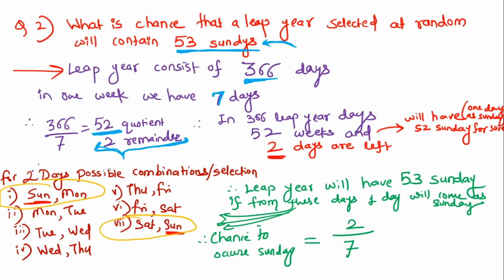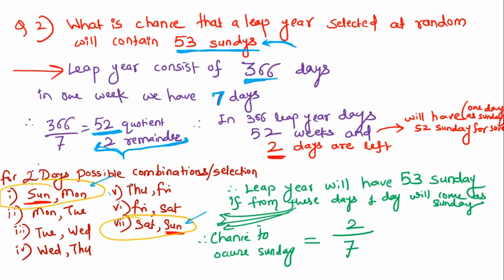So all the possibilities for 2 days from your calendar are Sunday-Monday, Monday-Tuesday, Tuesday-Wednesday, Wednesday-Thursday, Thursday-Friday, Friday-Saturday, Saturday-Sunday. Now these are all 7 possibilities where you have 2 consecutive days. Now we just have to look where we have Sunday in all of these possibilities. At this place we have Sunday, and in this selection we have Sunday. So these are only 2 selections among 7 possible ways.